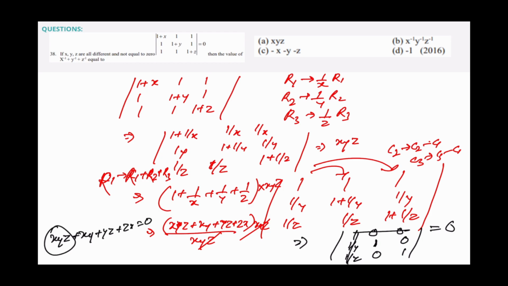So if I send this to that side, I'll get minus xyz, correct? And then I can divide the whole thing by xyz. So what I'm getting is 1 by x plus 1 by y plus 1 by z equal to minus 1, correct? So we can do this method. A bit lengthy, it will take around a minute, okay? And what else can we do to make it a bit faster?